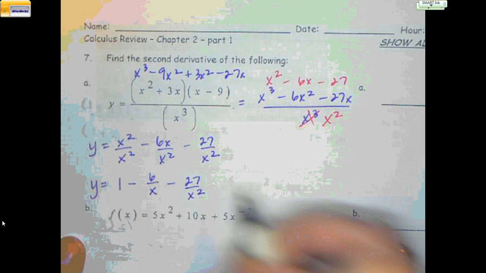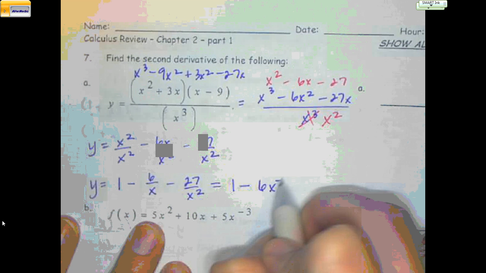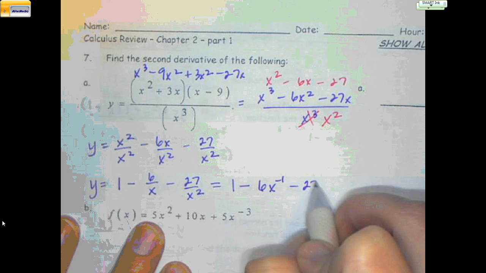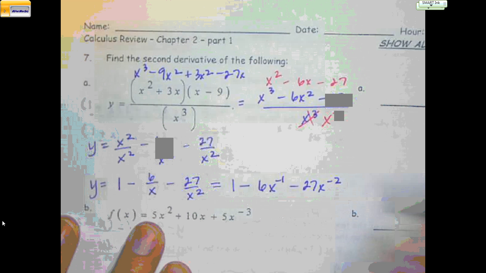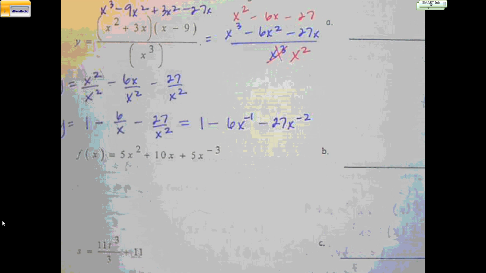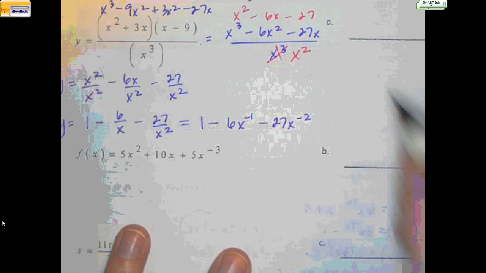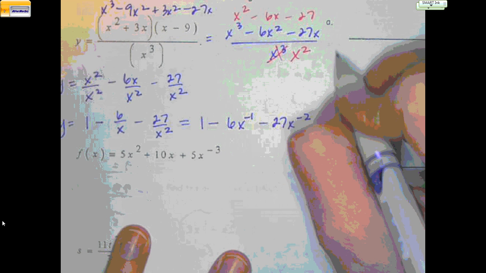I'm going to rewrite it another time. I'm going to say 1 minus 6 times x to the negative 1 minus 27 times x to the negative 2. So I made all of my exponents on the bottom negatives. And now it should be fairly simple to do derivatives because it's just power rule.